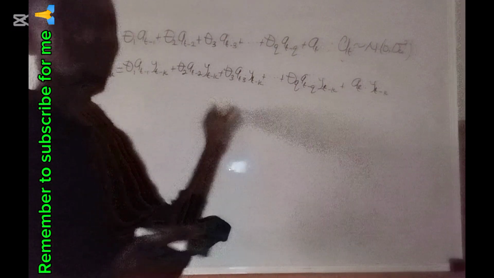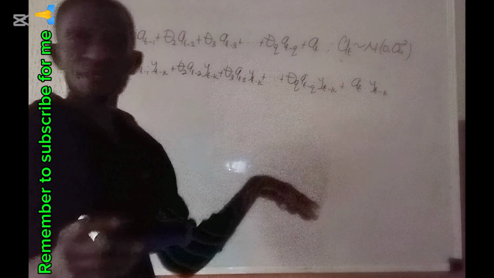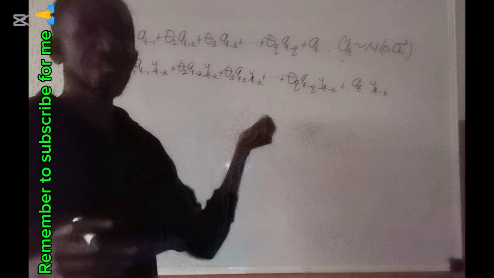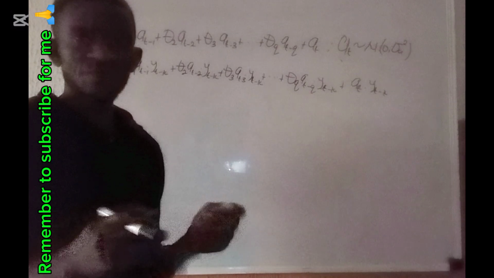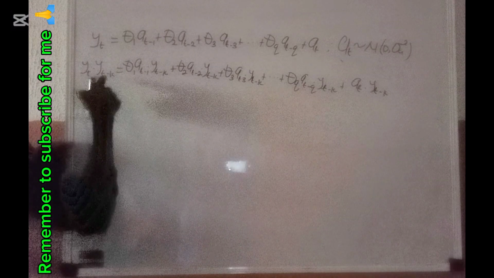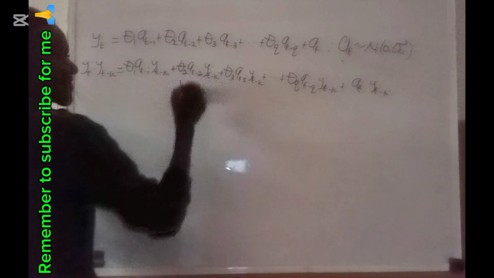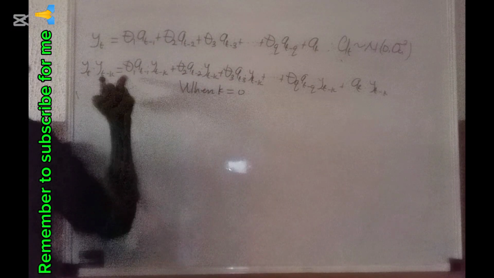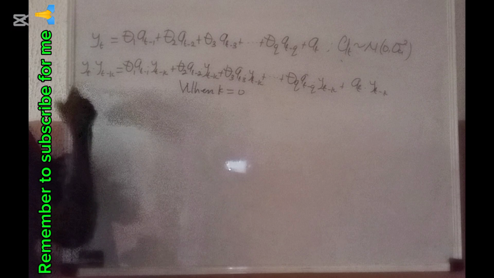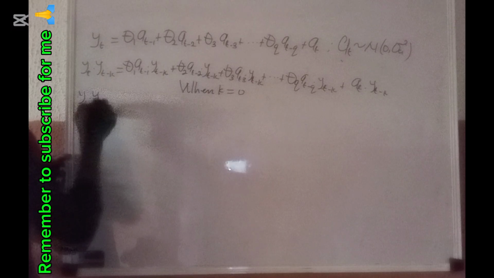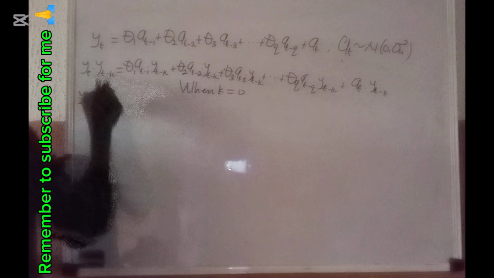Once you do this, you begin to look at it when k is equal to 0, when k is equal to 1, when k is equal to 2, so that you will be able to see exactly what is happening to the model. When k is equal to 0, anywhere you see k, you are going to put 0 there. So here becomes y of t into y of t, because k has become 0.